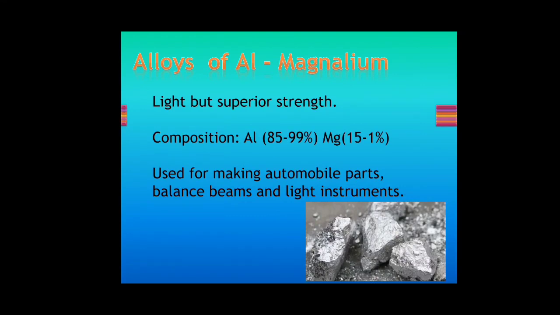Then let's see the other alloy of aluminium, that is magnalium, with magnesium. It is light but it has superior strength, so it's an extra strong material although it is lightweight. It consists of aluminium, maybe from 85 to 99%, so we can have a different variation here, and the remaining part will be magnesium, that is 15 to about 1%. This is used for making automobile parts, balance beams and light instruments.